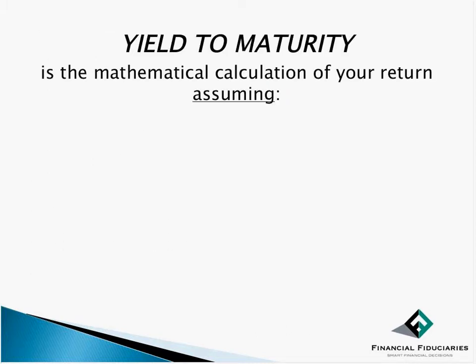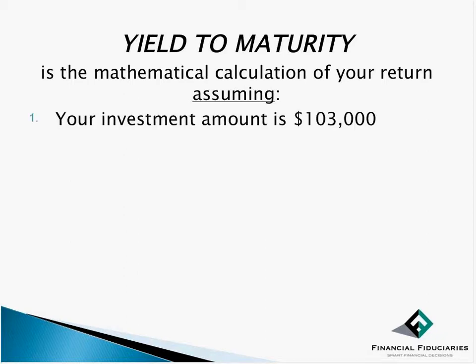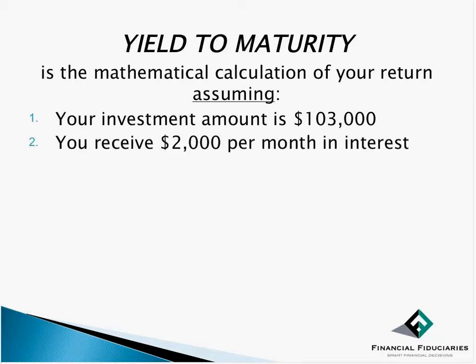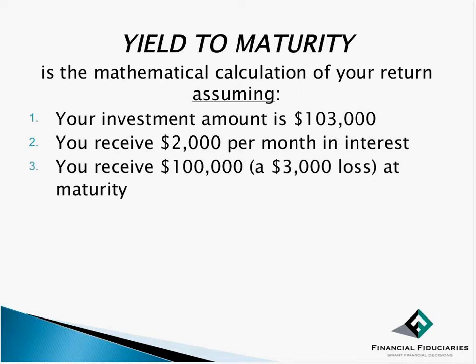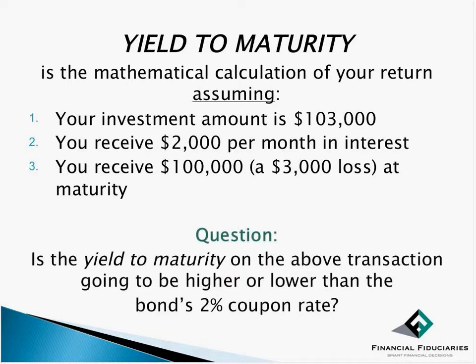So the yield to maturity is the mathematical calculation, assuming your investment amount's $103,000, you're going to receive the $2,000 per year in interest, and then you receive $100,000 or book a $3,000 loss on this investment at the time that it matures. Yield to maturity takes into account all those factors and says, all right, what really is the yield that we're getting on this $103,000 investment, assuming the $2,000 per year and then the $3,000 loss at maturity.